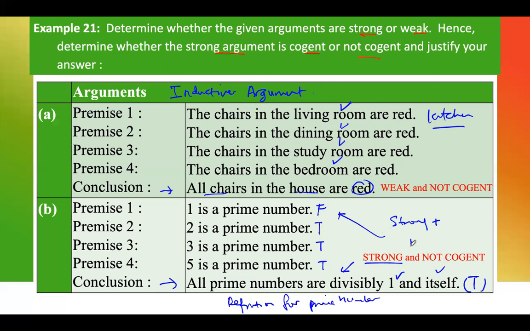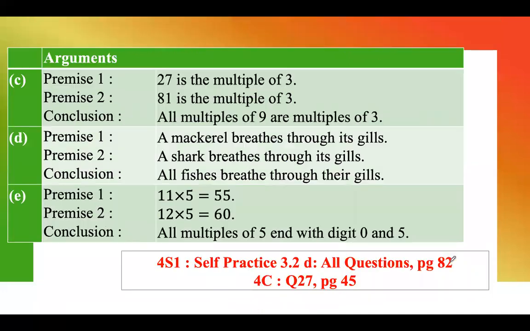Not cogent because premise 1 is false. Okay, 1 is not a prime number. So remember, 1 is not a prime number. Okay, C, premise 1, 27 is a multiple of 3. True? Okay, before that, we have to look at the conclusion first. All multiples of 9 are multiples of 3. So 9, you can divide by 3. 18 can divide by 3. 27 also divide by 3. So this is true. Okay, so it's strong.